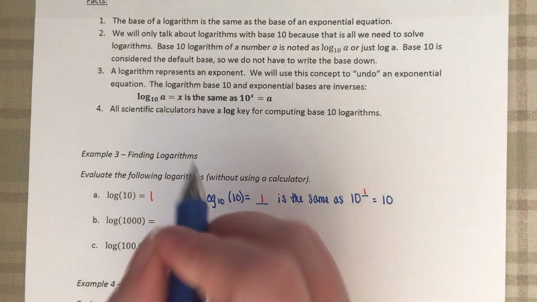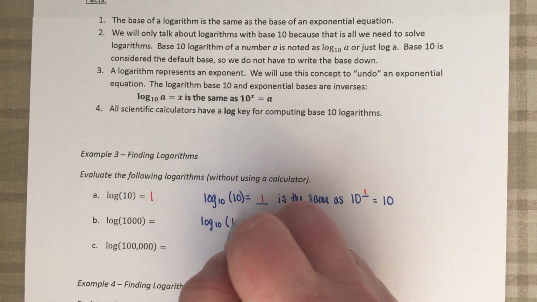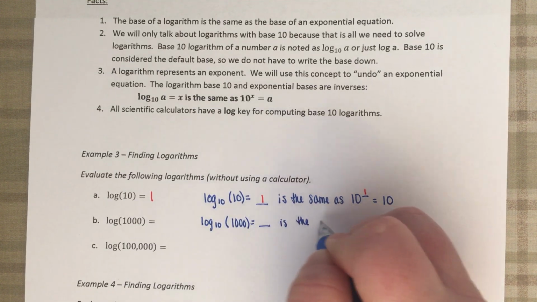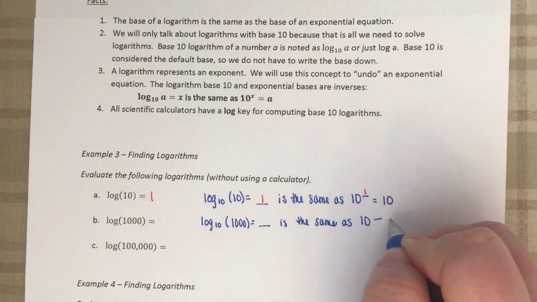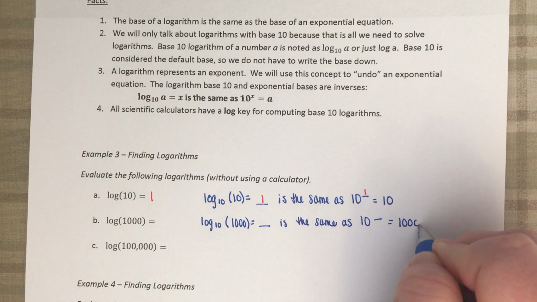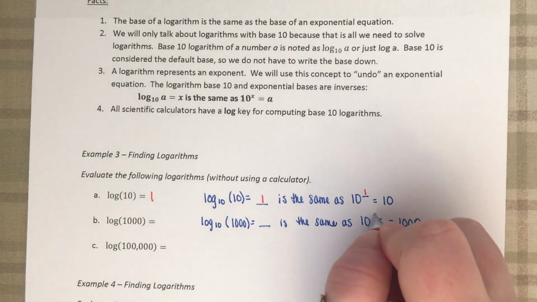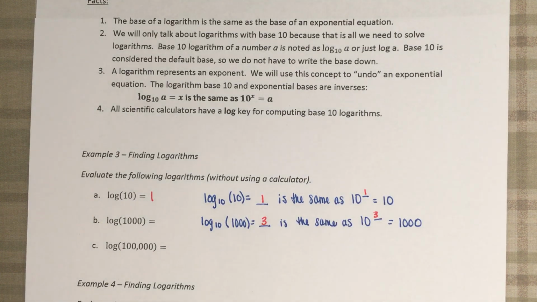All right, for B, we're thinking the log base 10 of 1,000 is the same as 10 to what power equals 1,000? 10 times 10 is 100, so 10 squared is 100. 10 times 10 times 10 is 1,000, so this is the same as 10 to the third. So our log of 1,000 is going to be equal to 3.